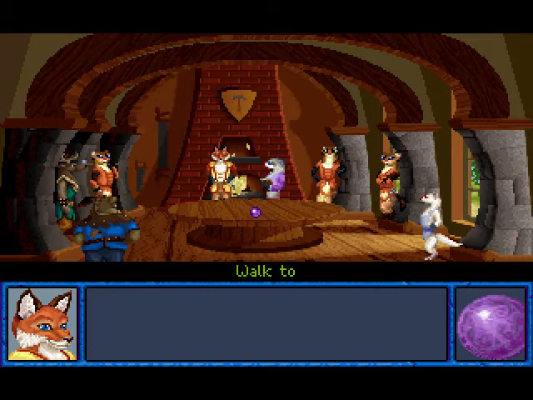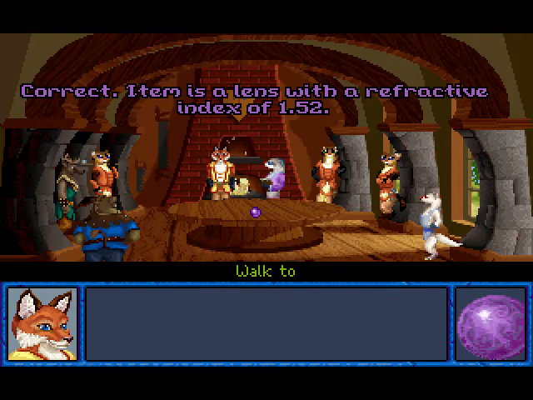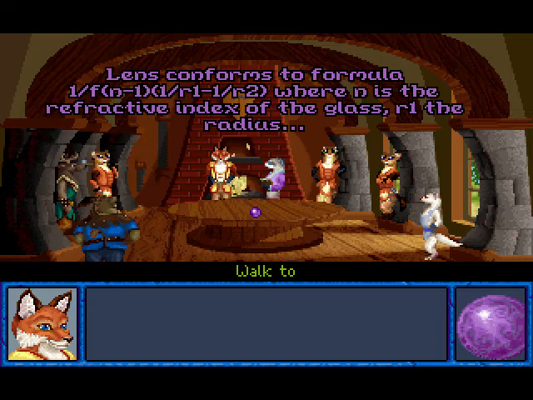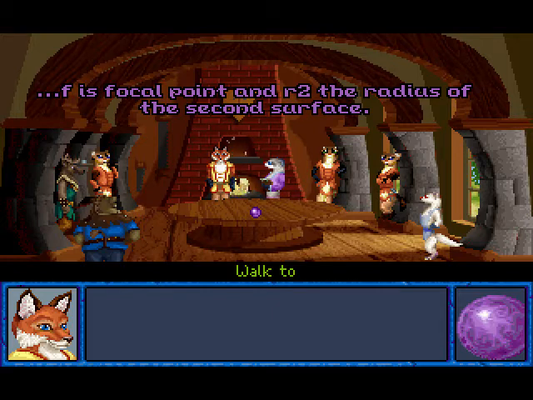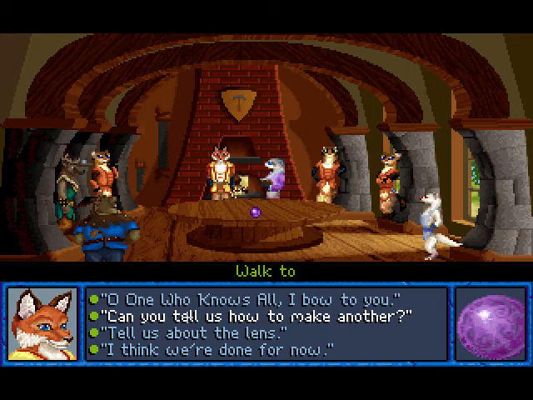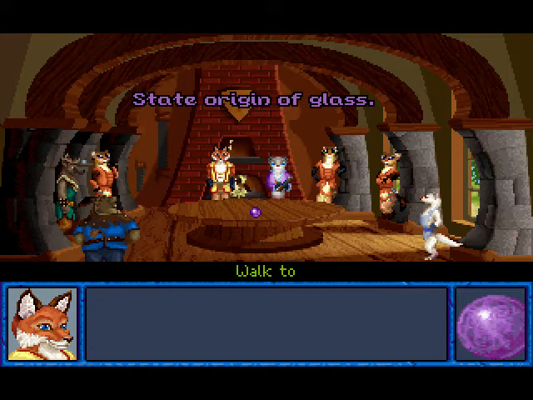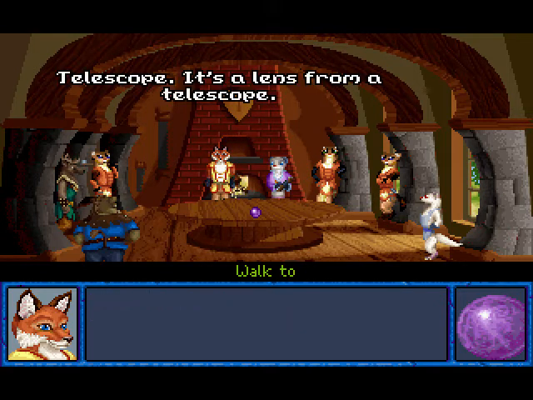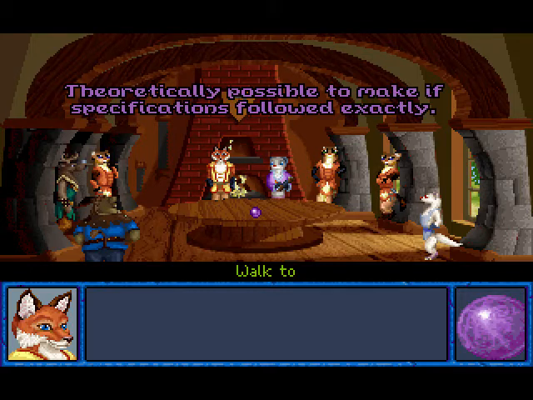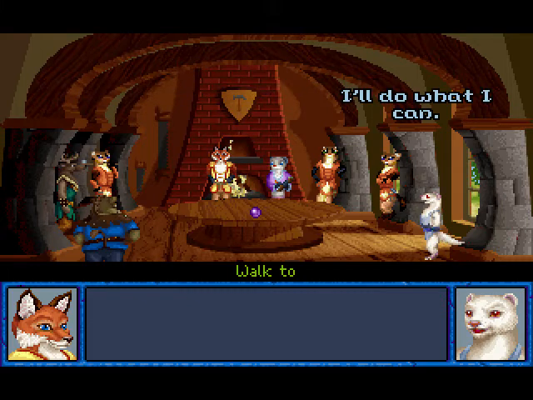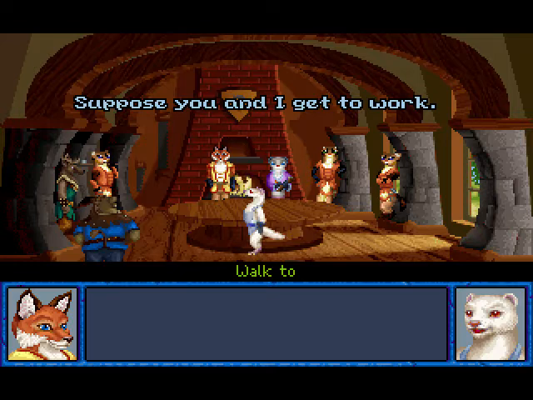Tell us about the lens. Accessing. Correct. Item is a lens with a refractive index of 1.52. Lens conforms to formula 1 over f times quantity n minus 1 times quantity 1 over r1 minus 1 over r2, where n is the refractive index of the glass, r1 the radius, f is focal point, and r2 the radius of the second surface. Can you tell us how to make another? State origin of glass. Telescope. It's a lens from a telescope. Theoretically possible to make if specifications followed exactly. Glassmaster, can you do it? I'll do what I can. Very well, Unit. Suppose you and I get to work.